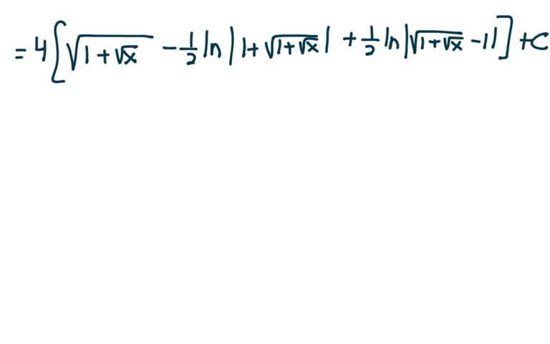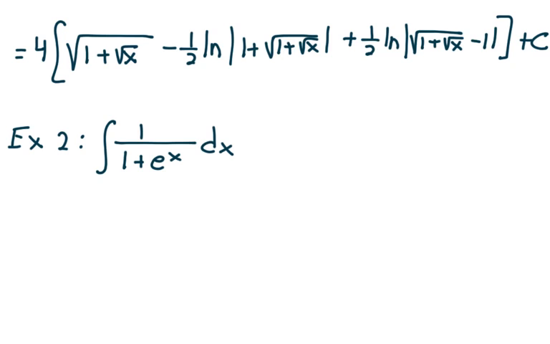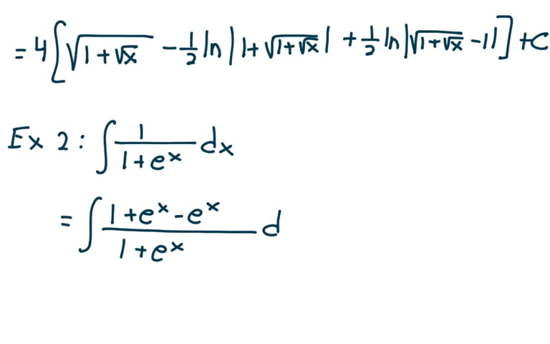If we take a look at example 2, there's a really slick solution to this type of problem. Suppose we had 1 over 1 plus e to the x dx. You can solve this by u substitution, by partial fractions, but I'm going to teach you another way. Suppose I add e to the x and subtract e to the x in the numerator. So I didn't write anything wrong because all I did was add 0. And I'm going to split off the fraction.